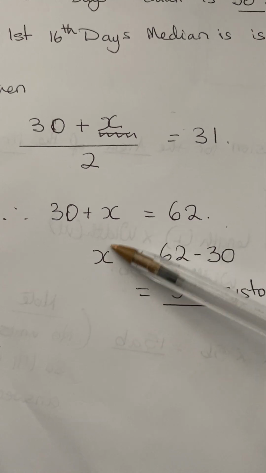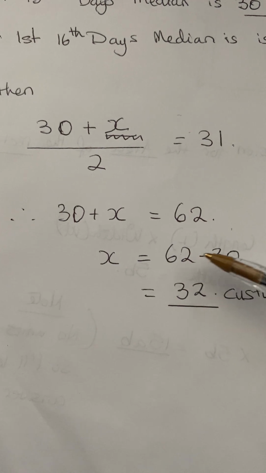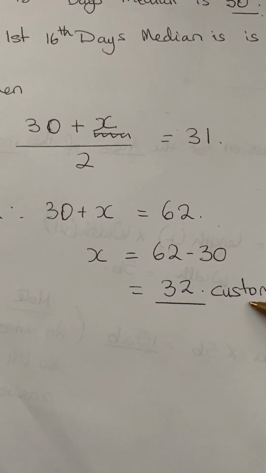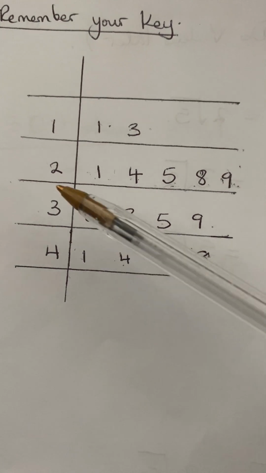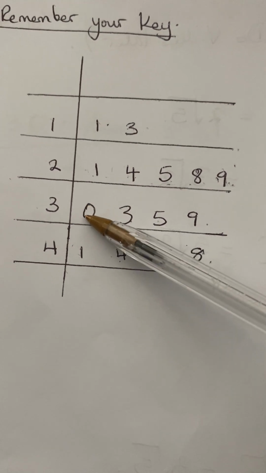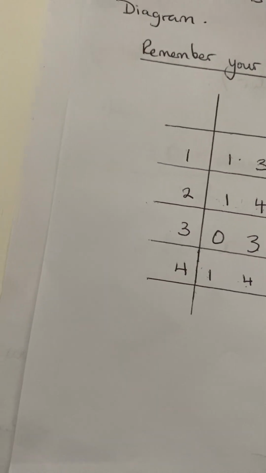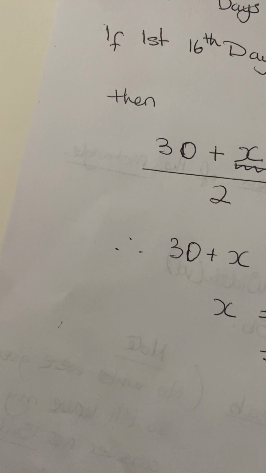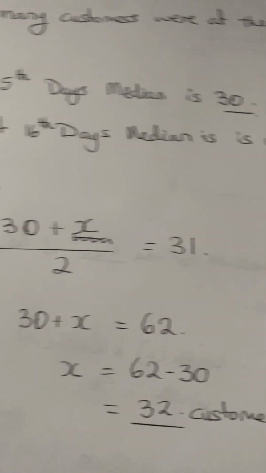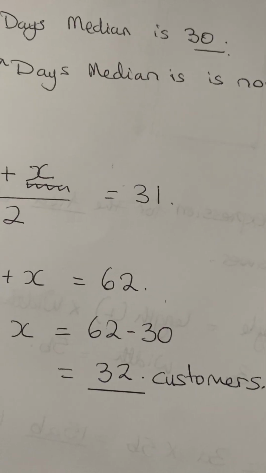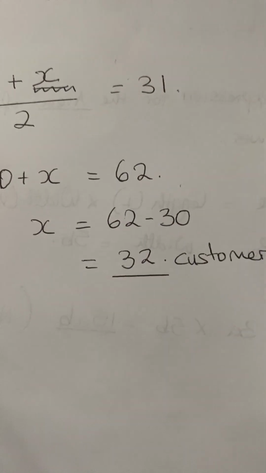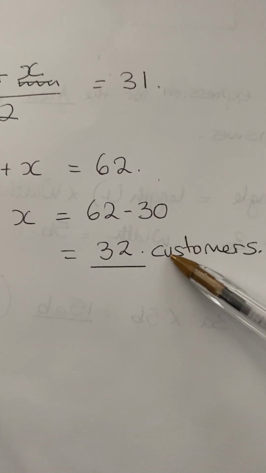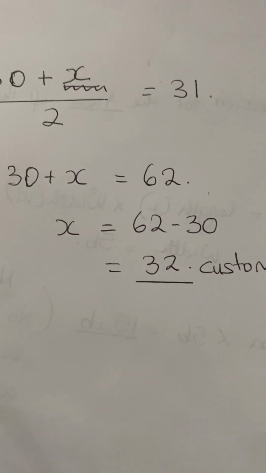Now we solve for x, which will be 62 minus 30, which is 32. So it means after 30, there should be a 32 here. If you add 30 plus 32 and divide by 2, then you get 31, a median of 31. Okay, so this is how you get a median of 31. So on the 16th day, you had 32 customers.